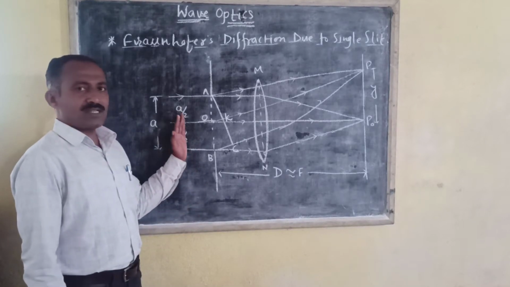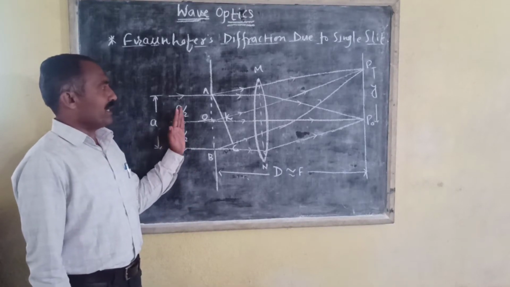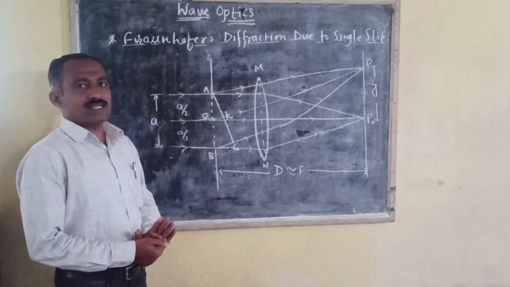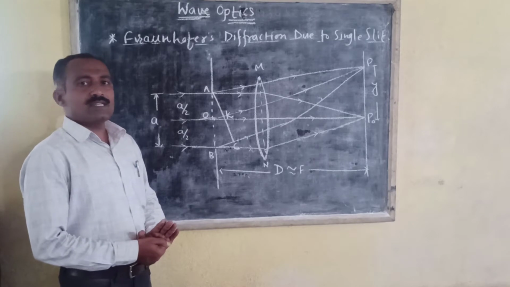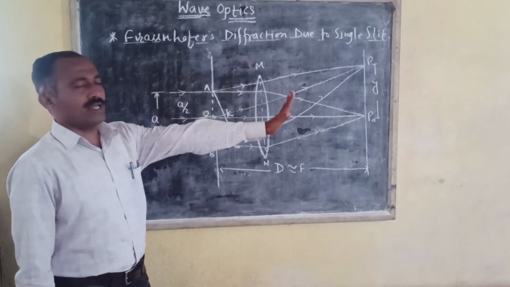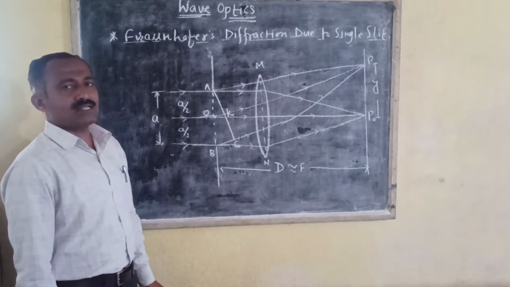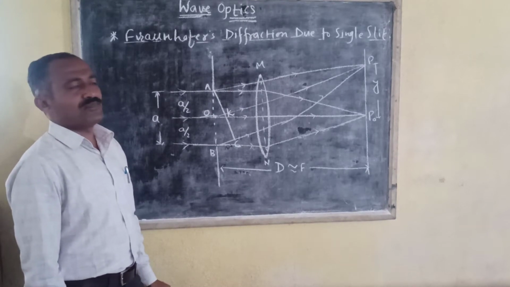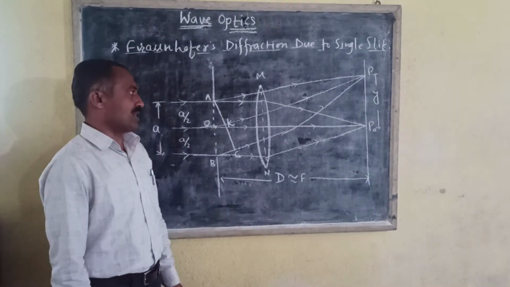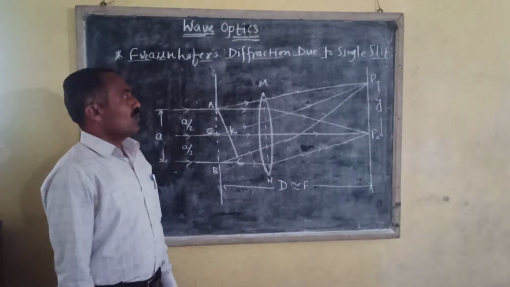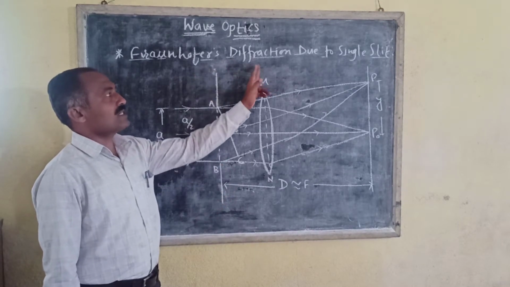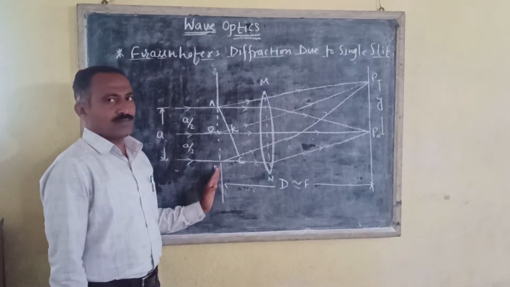Fresnel's diffraction is the diffraction in which the source of light, that is the slit, and the screen are at a finite distance. But when the slit and screen are at infinite distance in a diffracting system, then the diffraction is called Fraunhofer's diffraction. Now we have to see in detail Fraunhofer's diffraction due to a single slit.